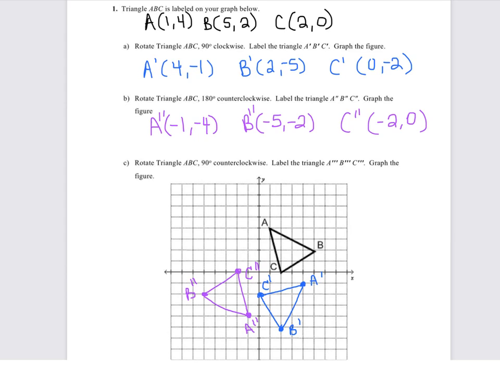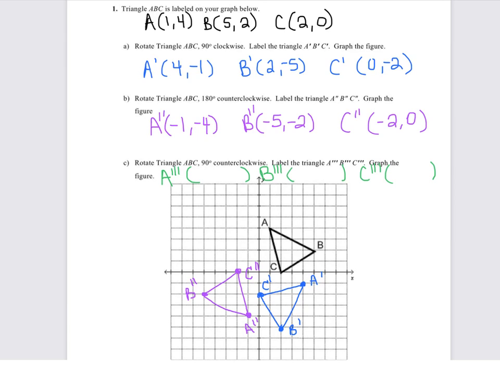So now let's look at part C. We want to rotate triangle ABC 90 degrees counterclockwise, and we're going to label the triangle A triple prime, B triple prime, and C triple prime, and then graph the figure. So our first step, let's identify our coordinates: A triple prime, B triple prime, and C triple prime.